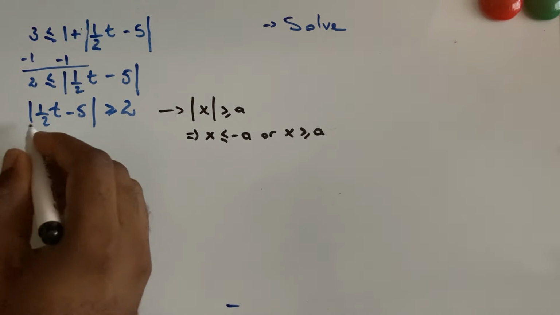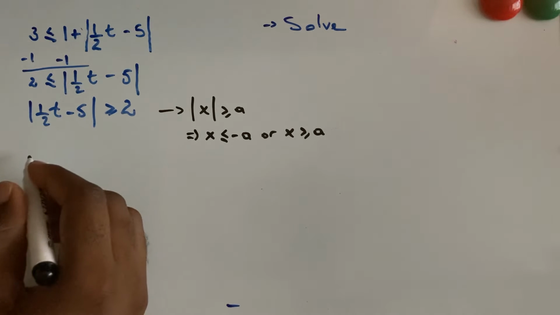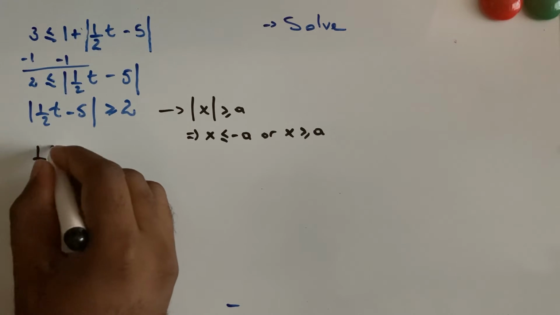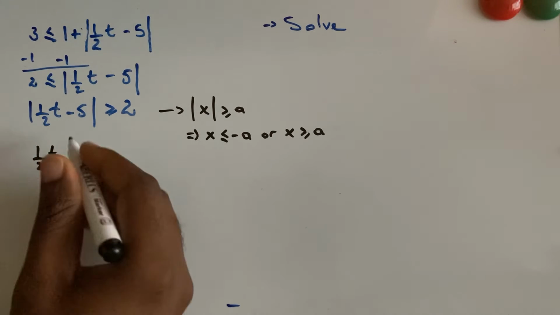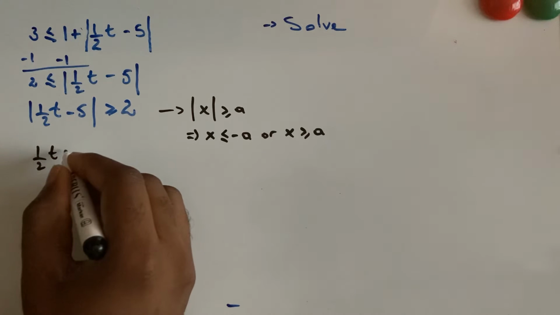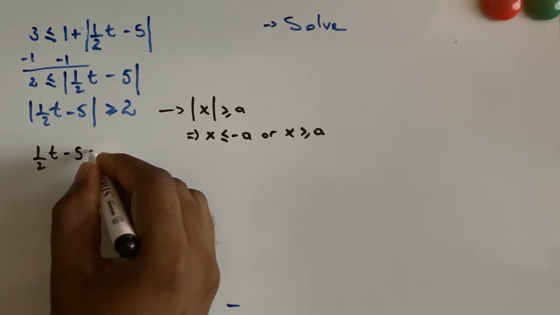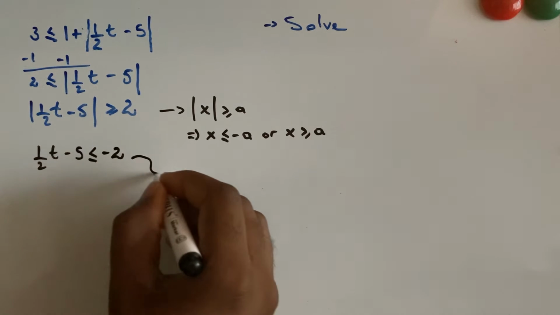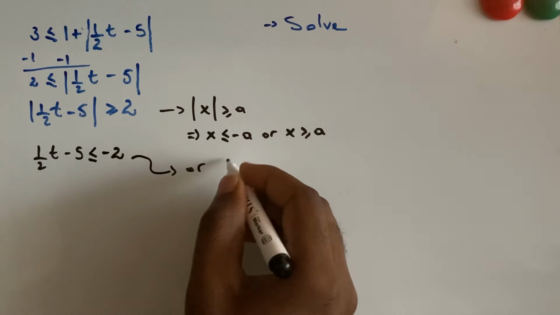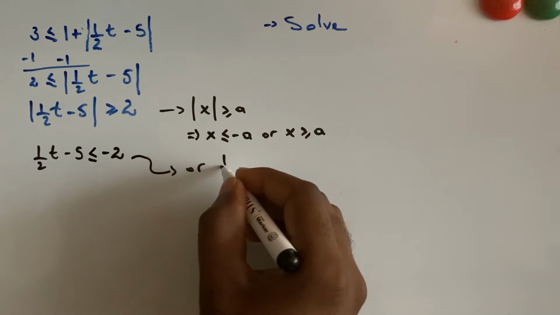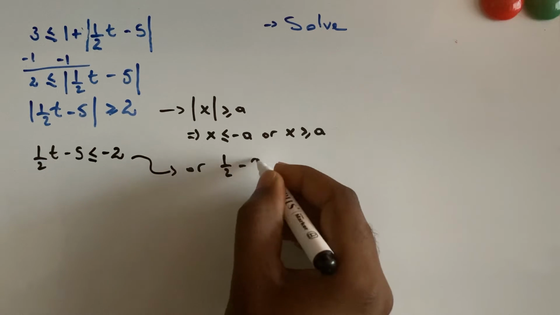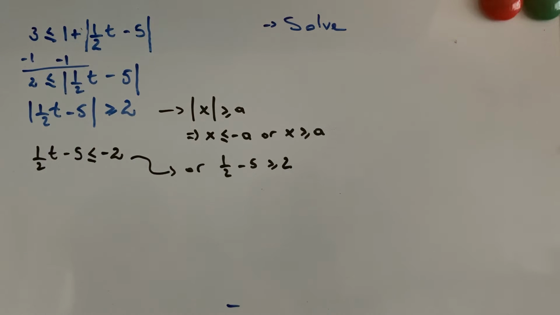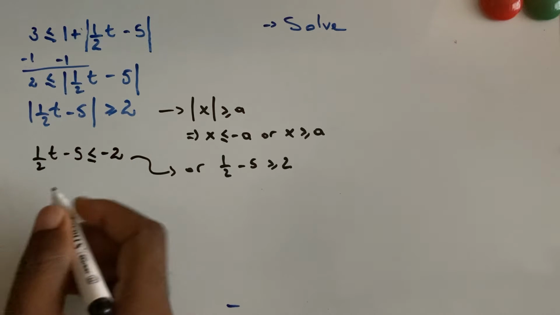I'm going to use this part here. I'm back here on the left, so you use 1/2 t. Now you can remove the absolute value because you're applying the rule. 1/2 t minus 5 is less than or equal to negative 2, or 1/2 t minus 5 is greater than or equal to 2, one or the other. Okay, now we solve them separately.